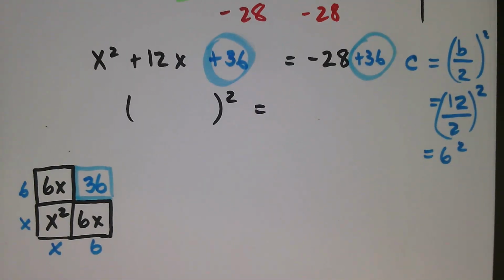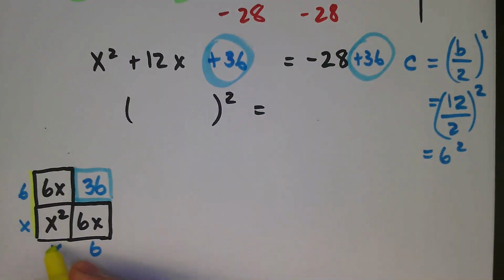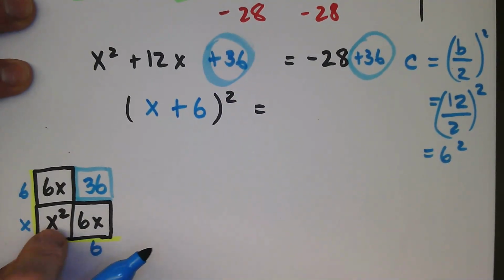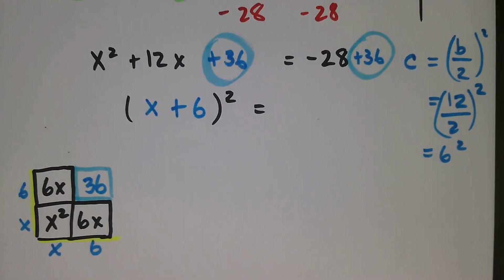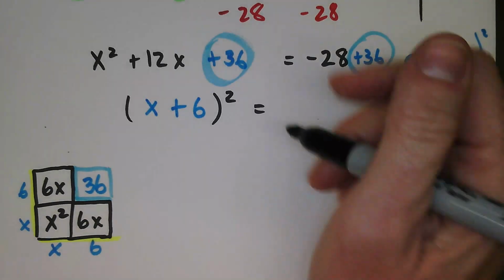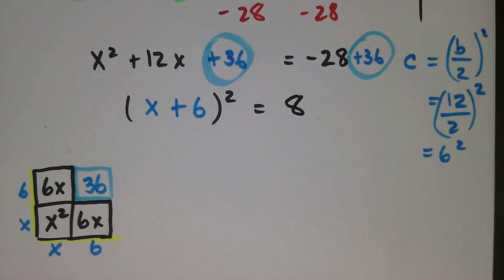And again, this is helpful if you see the area model. Look at the area model picture, right? It's x plus 6 by x plus 6. So that's what goes in the binomial. It is x plus 6 times itself. X plus 6 times x plus 6 completes the square. This number over here I just get from negative 28 plus 36, which is going to be a positive 8.